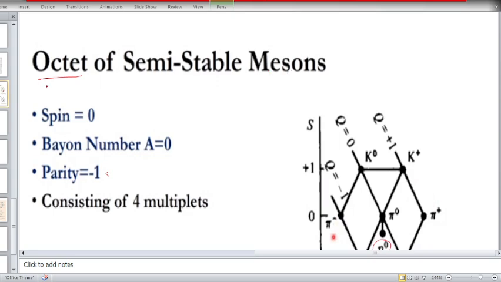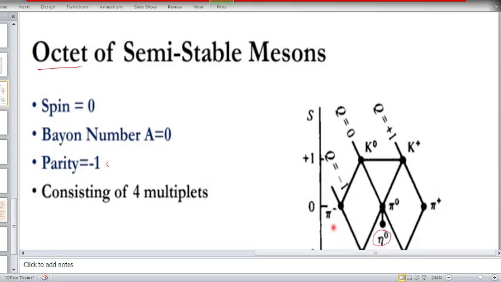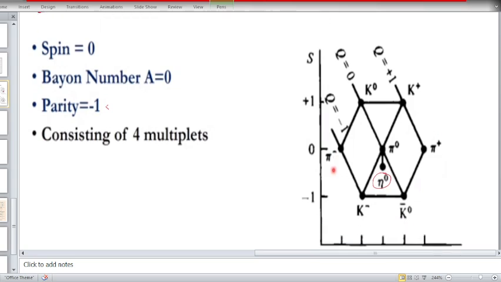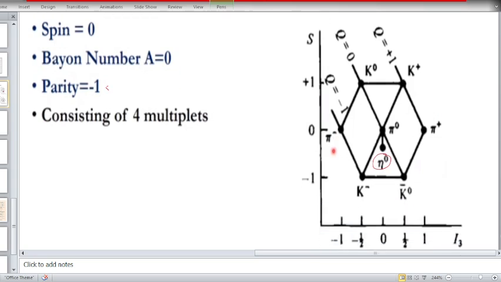In that octet of semi-stable mesons, you can see this figure. There are eight particles in total, and in this figure the y-axis has strangeness and the x-axis has the I3 value. Any meson in this octet has spin 0 and baryon number 0, because these are not baryons, and parity is -1. All these numbers are important when you check whether an interaction is possible or whether a quantity is conserved.